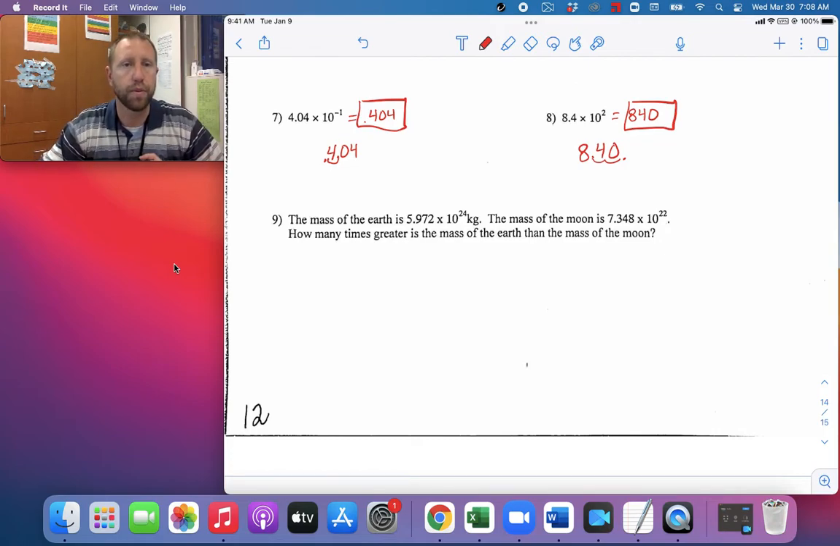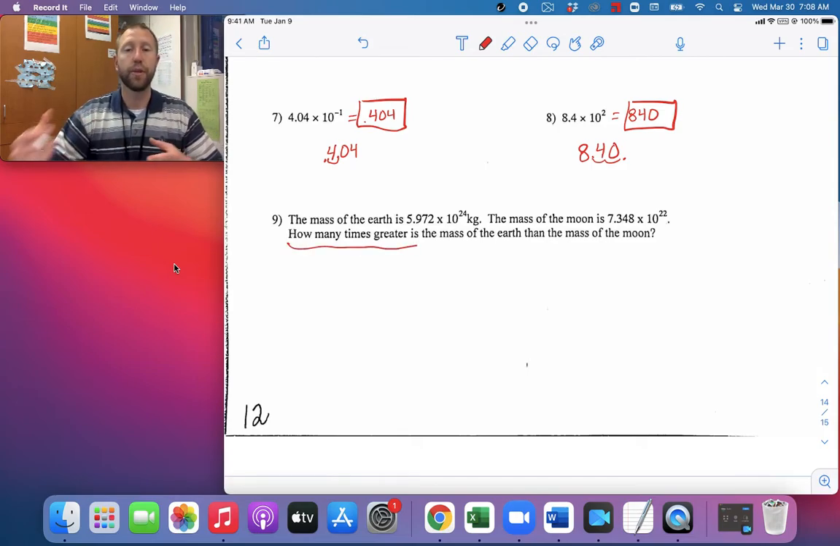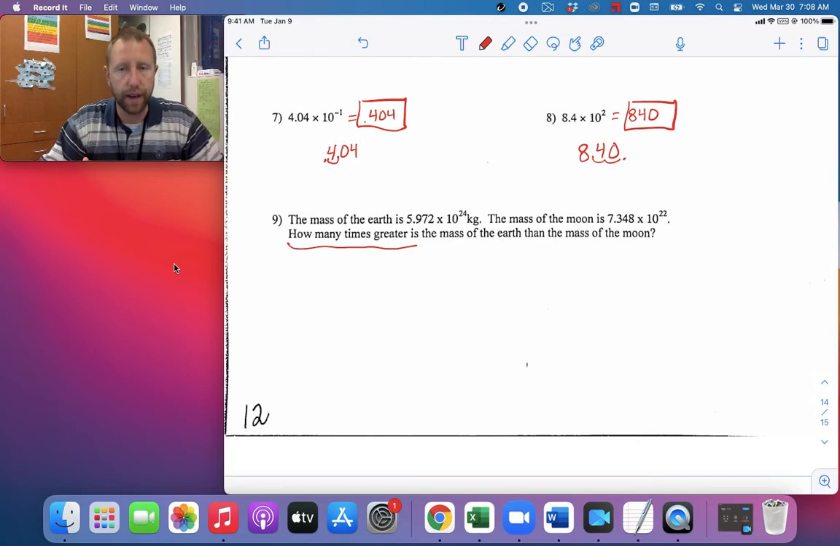All right, at the bottom here, we've got this word problem. Much like the word problems that we did in class for the lesson, we are trying to see how many times greater something is than something else. Okay, you see that phrase, how many times greater is something than something else, right? You know you're going to divide.